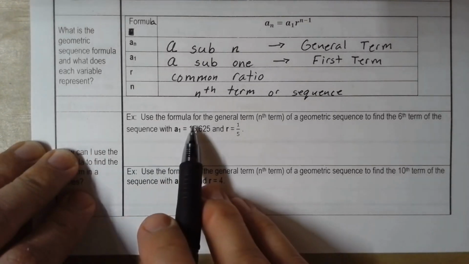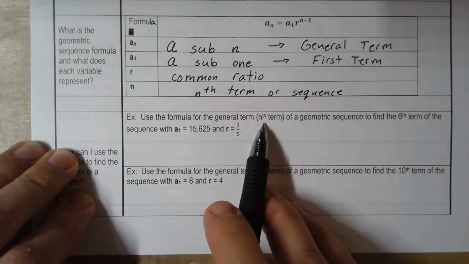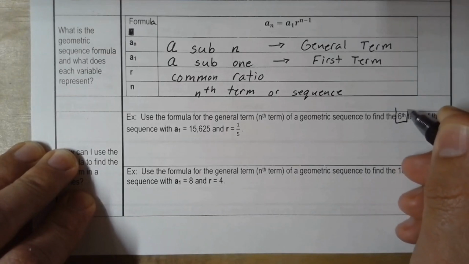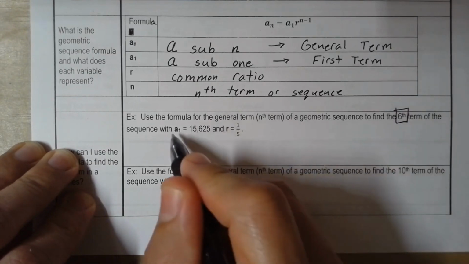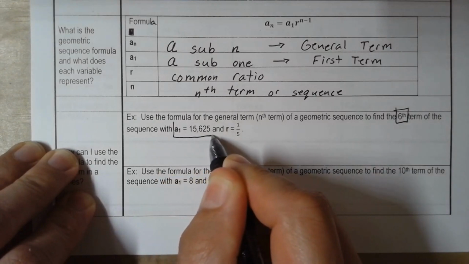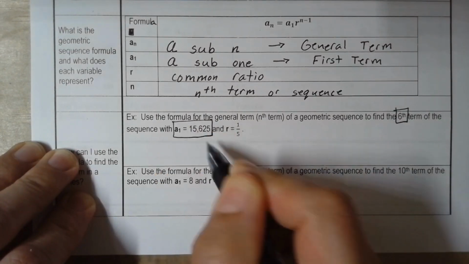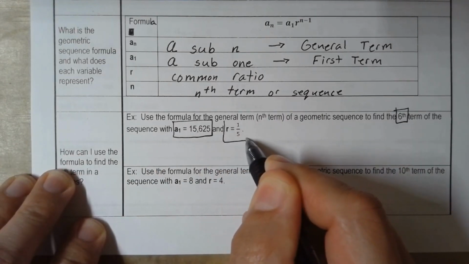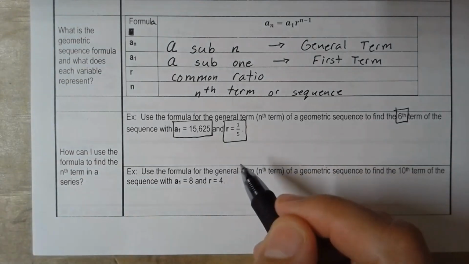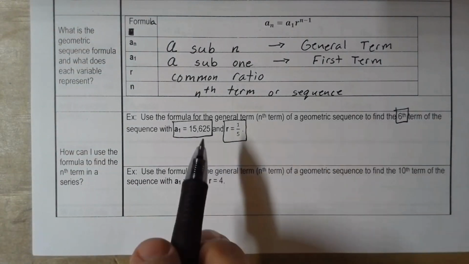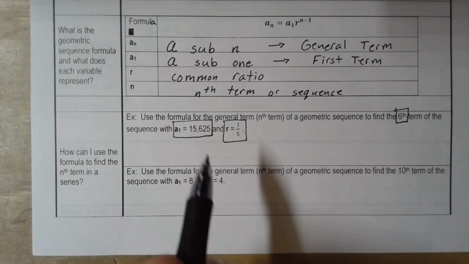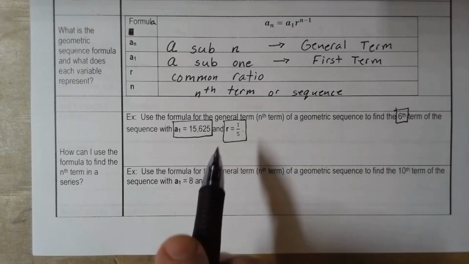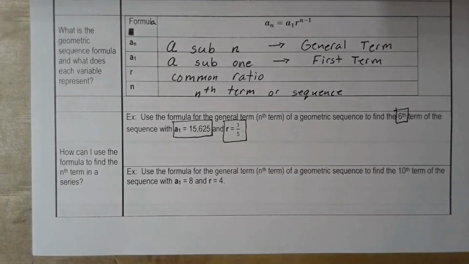So we're going to use the formula for the general term, nth term, of a geometric sequence to find the sixth, I'm going to box that, term of the sequence with a sub 1 equal to 15,625 and r, the common ratio, equal to 1 over 5. Now, we have this information. I do recommend that you always box variables, equations, and numbers.